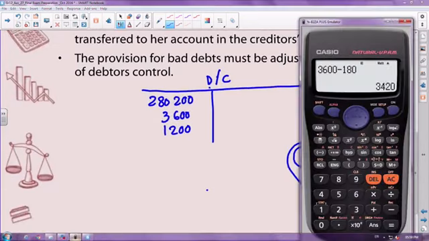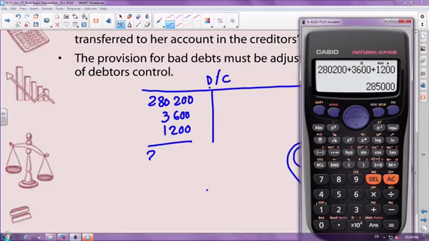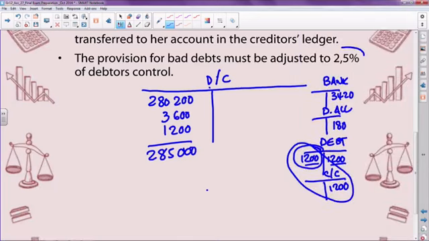So all that we do is, we've got 280,200 as my balance, plus the 3,600, which was my dishonored check, plus the 1,200, which was the transfer, to give me a total of 285,000. So that is your new balance in your debtors control account. Right, and it must be adjusted, and the adjustment said we must adjust it to 2.5%.